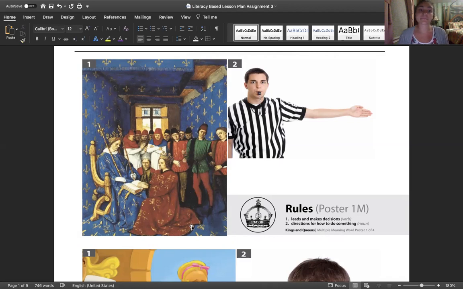So I could say to my class, I'm the ruler of this classroom. I make the rules, I make the decisions for all you students. And here's a referee, and he makes rules to play a game. So he makes directions for how to do something. I could put this in students' terms. Okay, here's the rules to the game. We're going to play patty cake, or here's the rules on how to play with the sand. First, keep your hands to yourself. Second, use your own little area for sand, and so on.